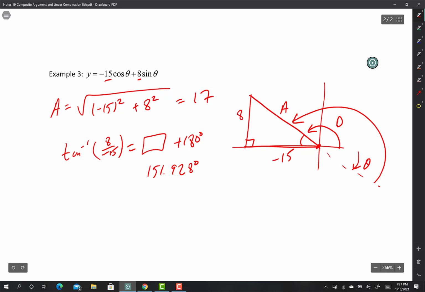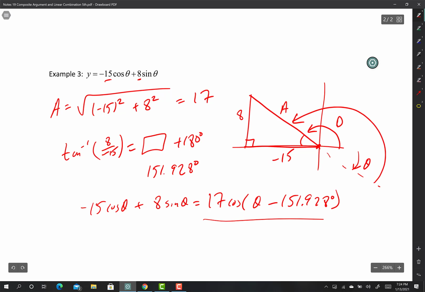151.928 degrees. So, negative 15 cosine theta plus 8 sine theta is nothing more than 17 cosine of theta minus 151.928 degrees. And we'll see. We'll go ahead and graph this one, guys, just to make sure. So here we go.